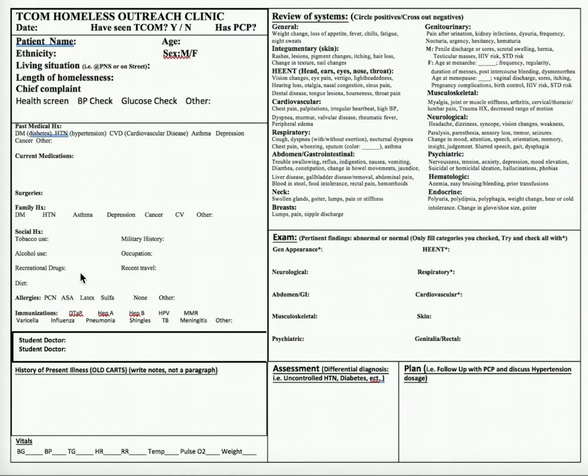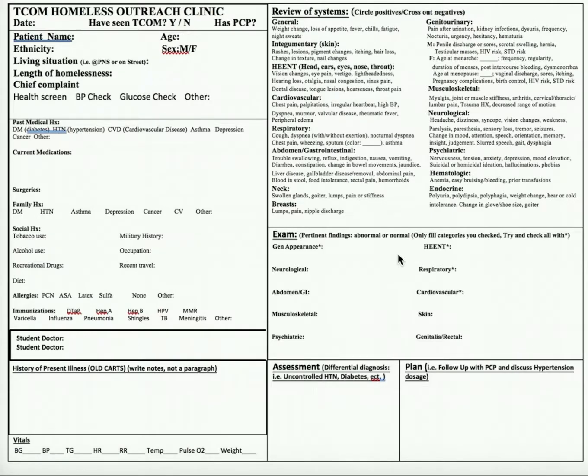Now the other group is going to be starting over here. Where it says student doctor, you write your name and you start doing your history of present illness. Try to use the old CARS mnemonic. There are other mnemonics out there. The important thing is that you collect a good history, because according to many doctors, you can get your diagnosis 80% of the time just from the history alone. So history is a very important component of your chart.